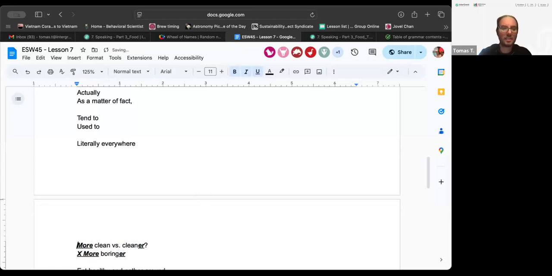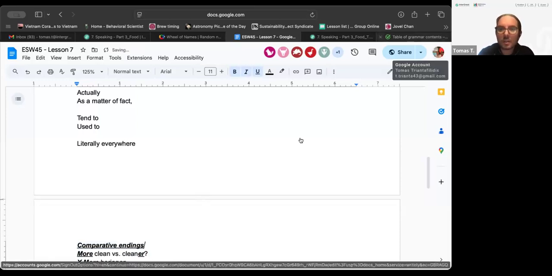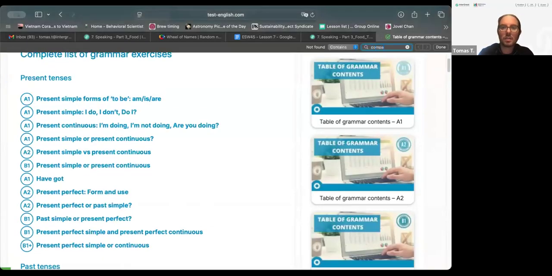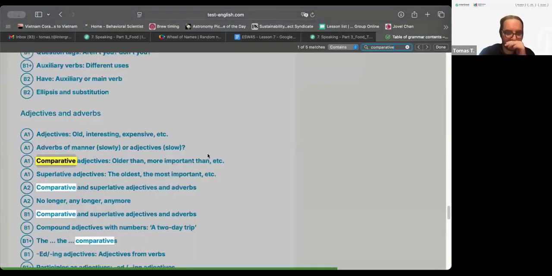Yeah, so for that, just comparatives. Let me send you a list of comparative endings. Actually, it's probably on here somewhere. So yeah, you need to study B1, this one, comparative and superlative adjectives. That'd be the one. Okay.